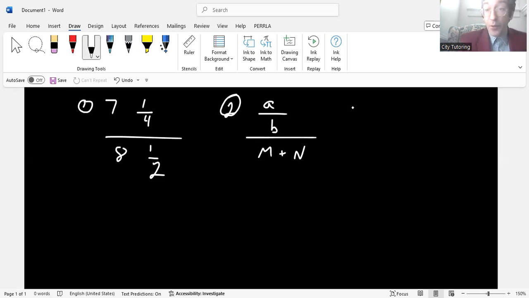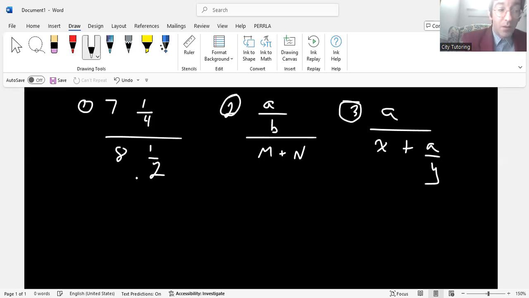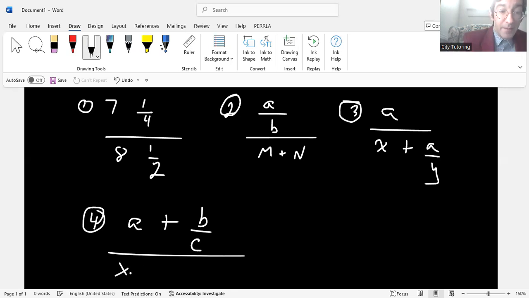All right, and again, these are all from my book, The Monograph of Algebra, on the chapter on fractions. The third one we'll do is a over x plus a over y. I want you to simplify these into a single fraction, by the way. That's the exercise in my book. And we'll do a fourth one. Let's do a plus b over c divided by x minus m over n.